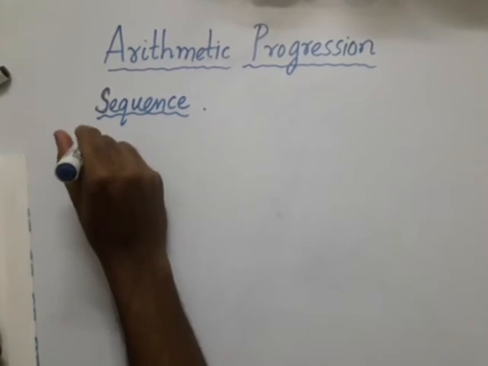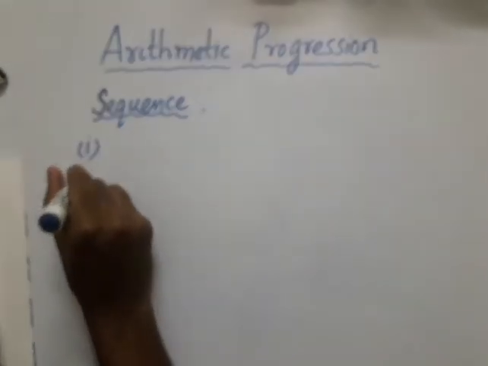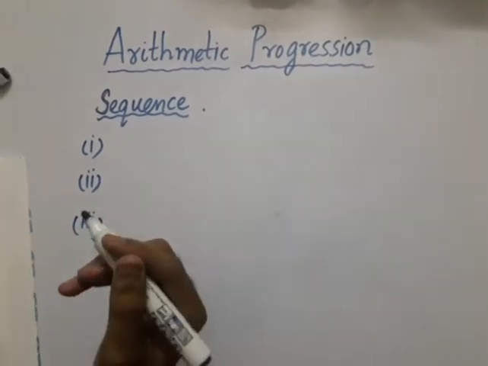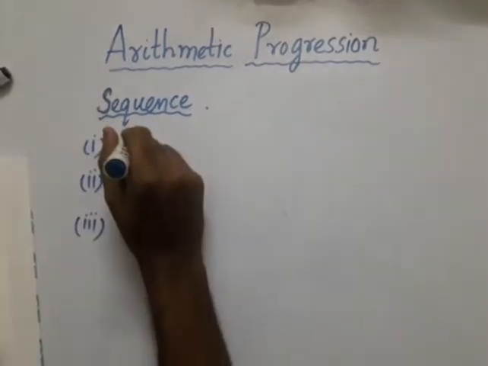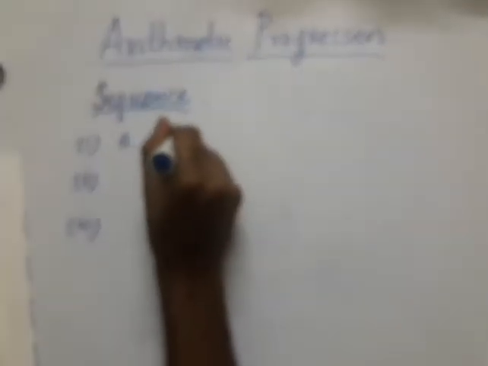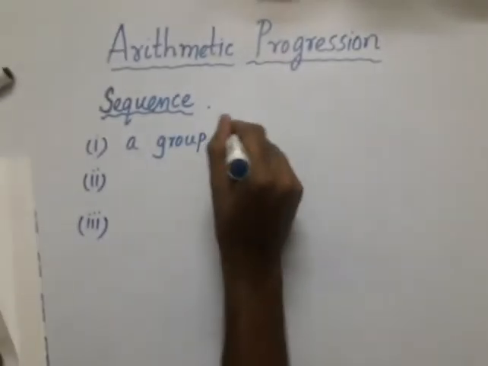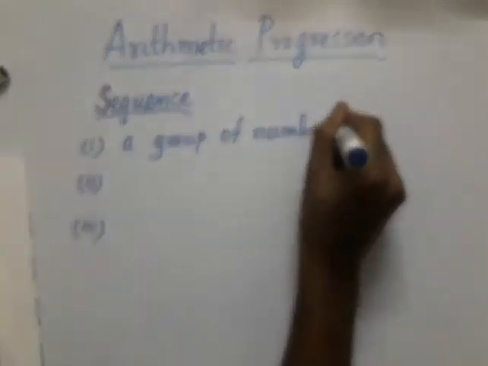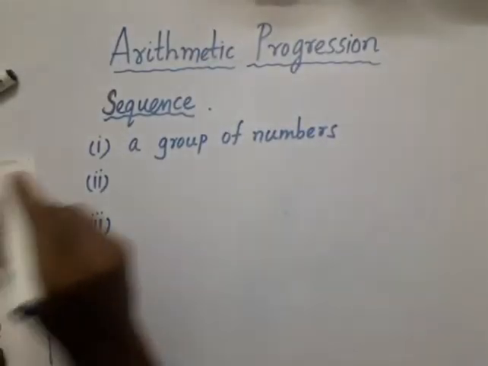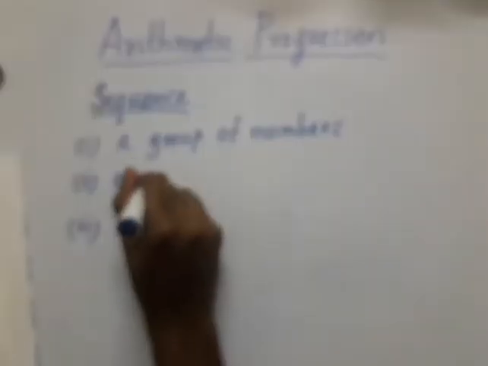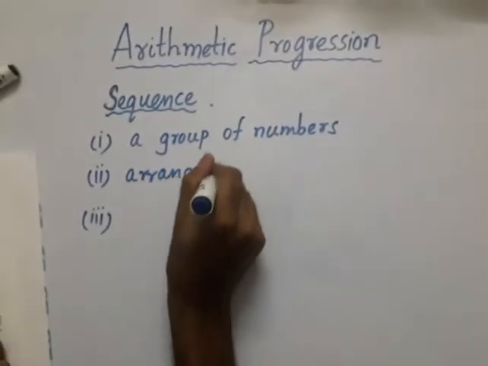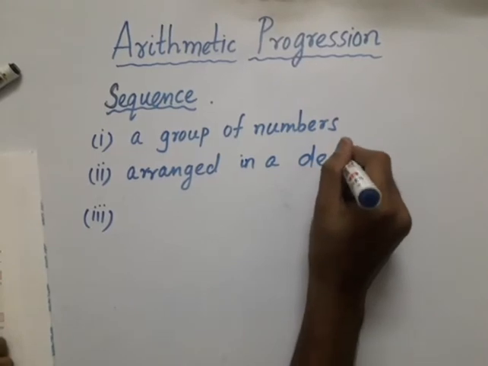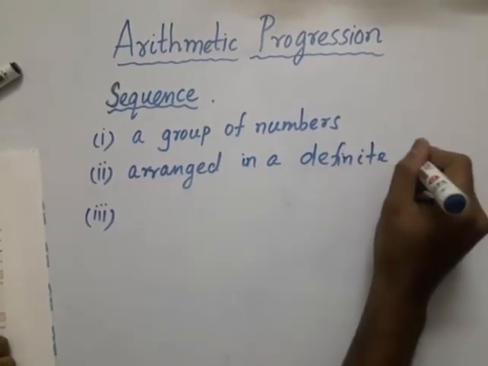Now sequence we will learn by 3 points: 1, 2 and 3. First point, a sequence is always a group of numbers. Here we are studying maths, so we will study about a group of numbers. Second point is which are arranged in a definite order.